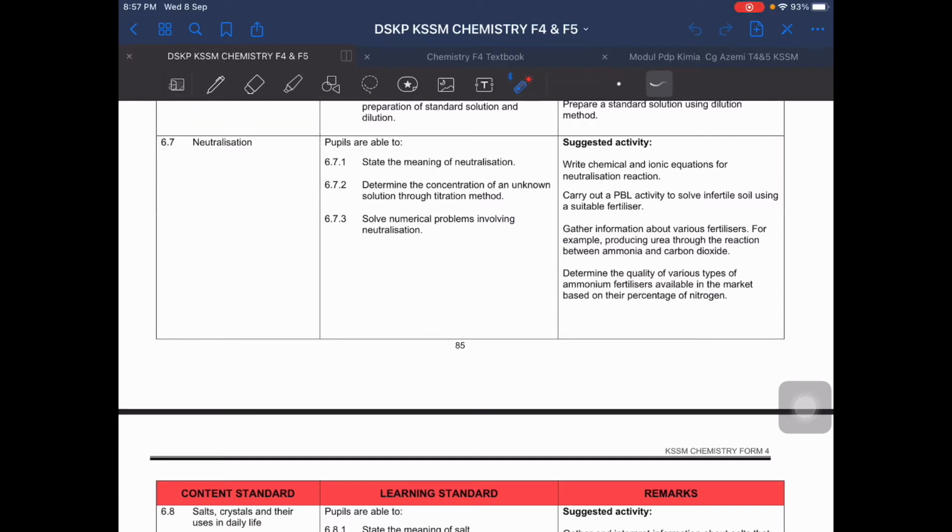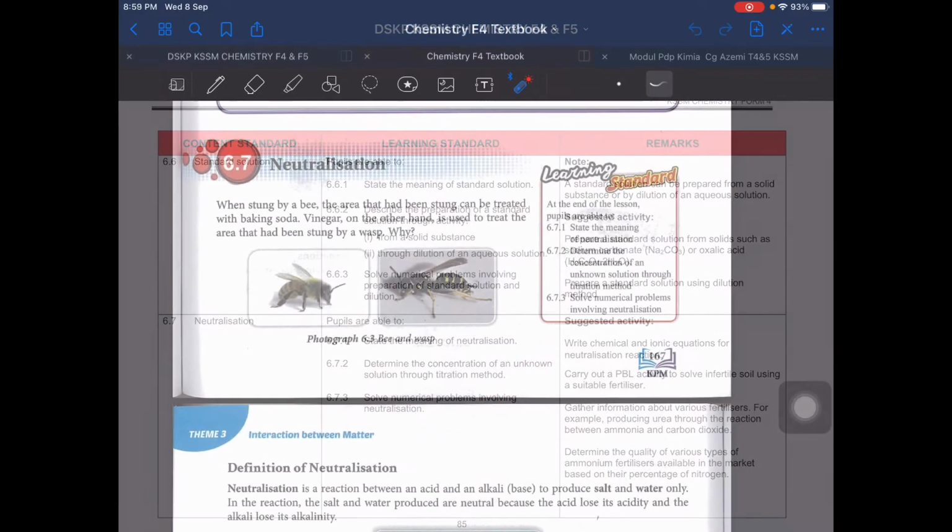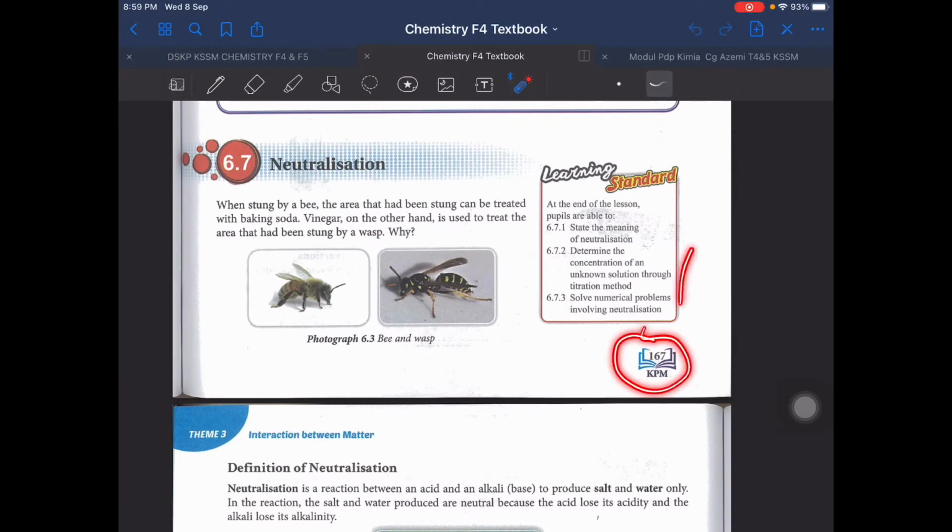Hello class, in this video we are going to learn about subtopic 6.7, neutralization, still in chapter 6, acid, base and salts. In this content standard, you are going to learn to state the meaning of neutralization, determine the concentration of an unknown solution through the titration method, and solve numerical problems involving neutralization. These are the three learning standards that you are going to understand in this video. This is in your textbook, page 167.